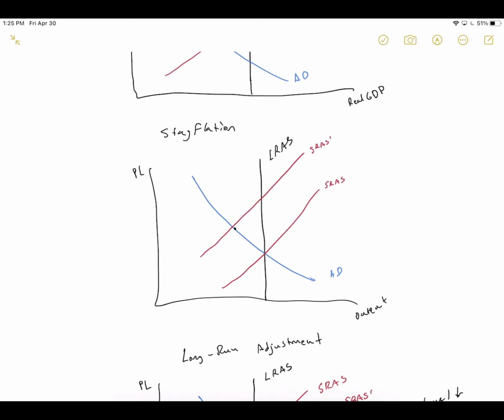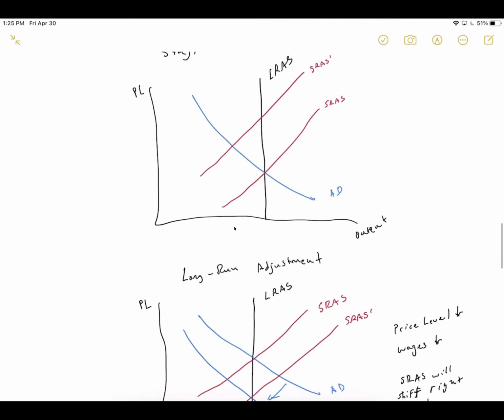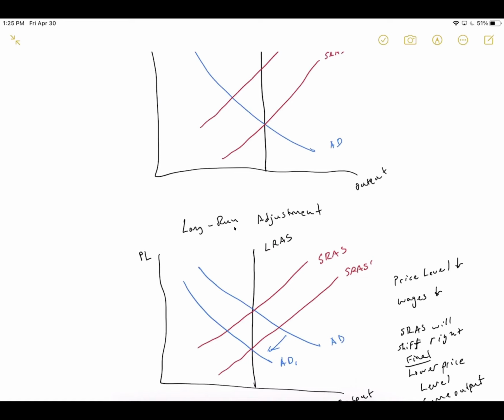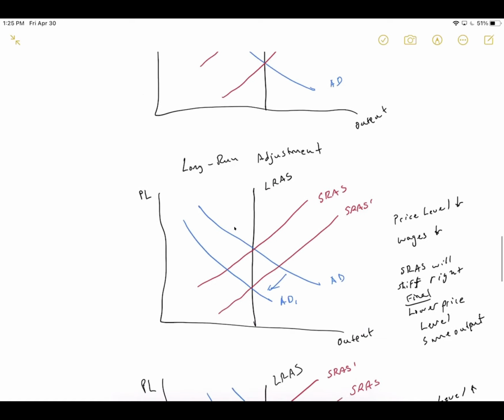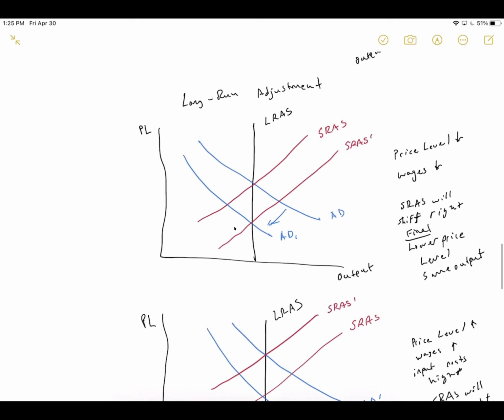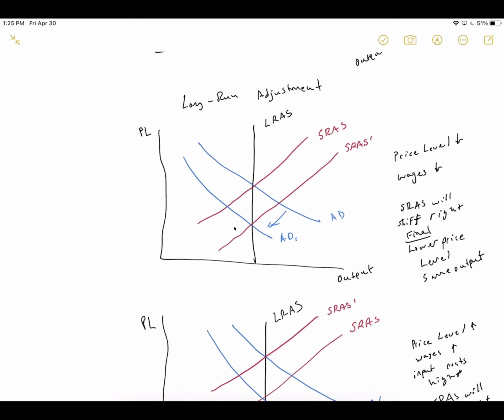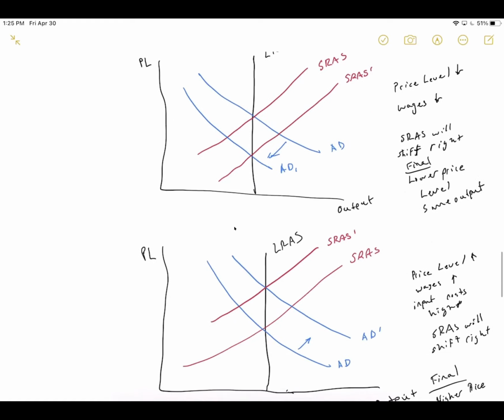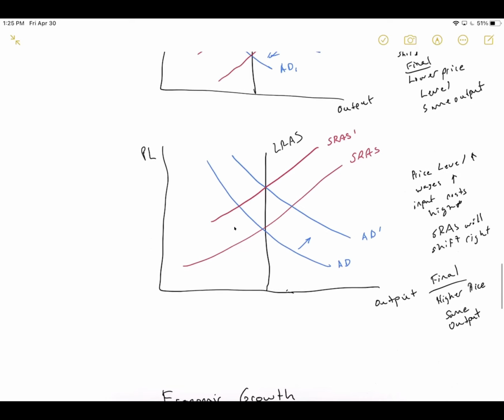And that's where you start getting into fiscal and monetary policy: okay, how can we change aggregate demand to get back on course? So in the long run, without any sort of government interaction, this is what should happen. I'm going to do this one first because it's the easiest to understand. Say we have an increase in aggregate demand, then we're originally at an inflationary gap. So we have a higher price level and a higher output.